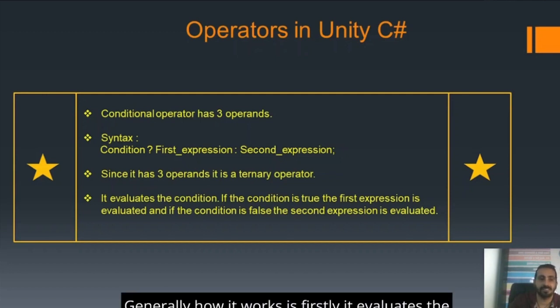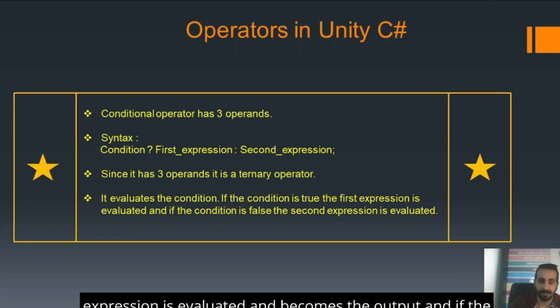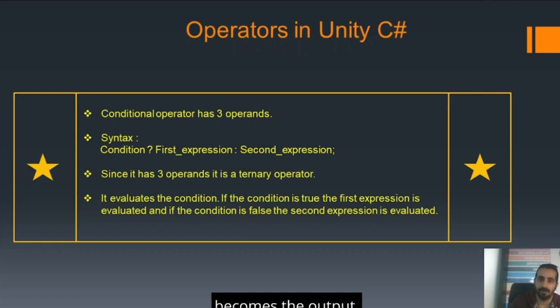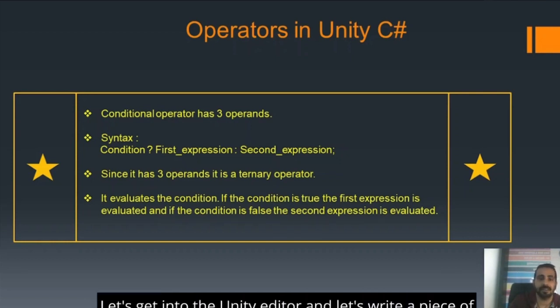Generally, how it works is, firstly, it evaluates the condition here. Now, if the condition is true, the first expression is evaluated and becomes the output. And if the condition is false, the second expression is evaluated and becomes the output. Let's get into the Unity editor and let's write a piece of code.